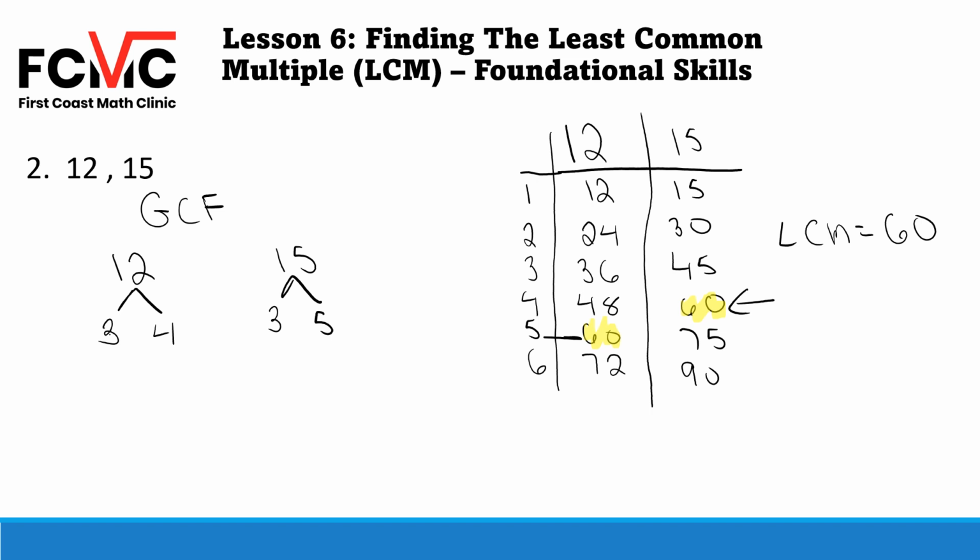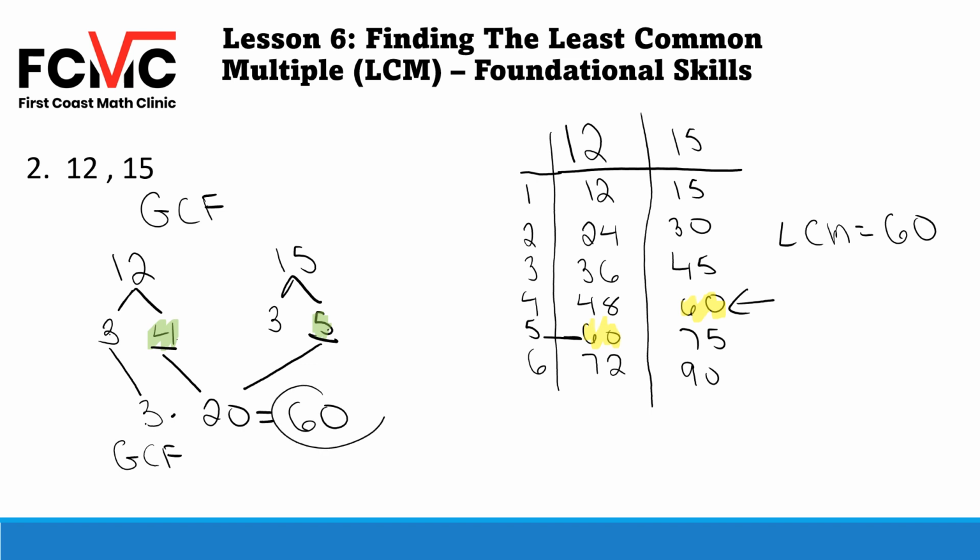Now what we can do is put together our numbers that are not the greatest common factor. So let's multiply the 4 and the 5. So that gives us 20. And then bring down our greatest common factor, the 3. So now we can multiply the product of those remaining factors, 4 and 5, times our greatest common factor, and we get our least common multiple, 60. So that's another way that we could do that.